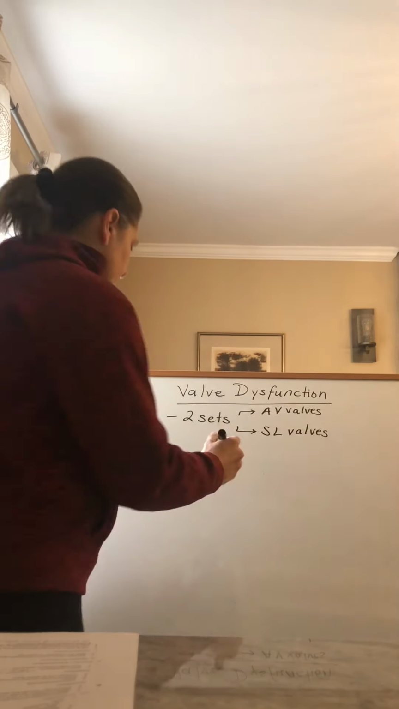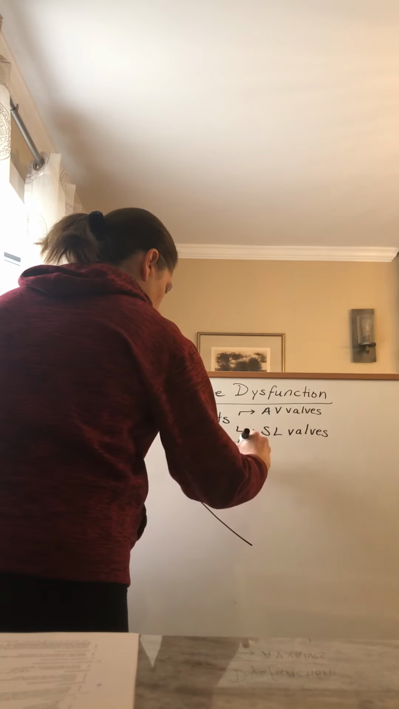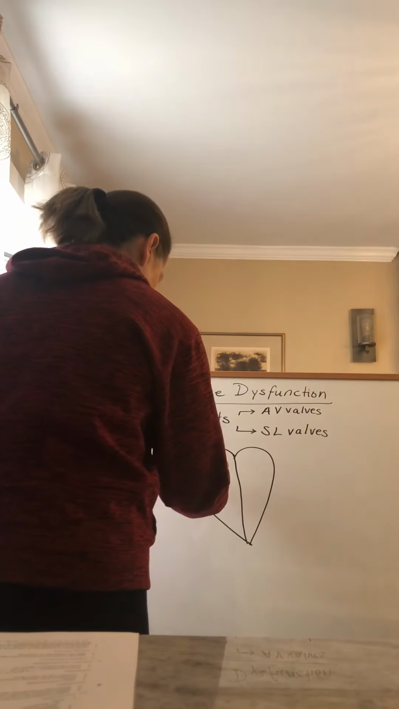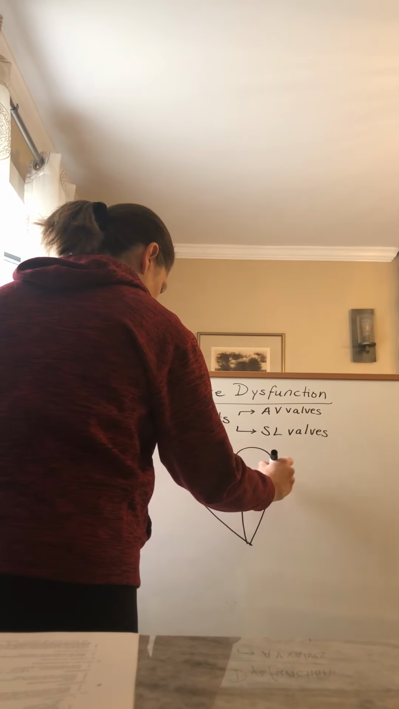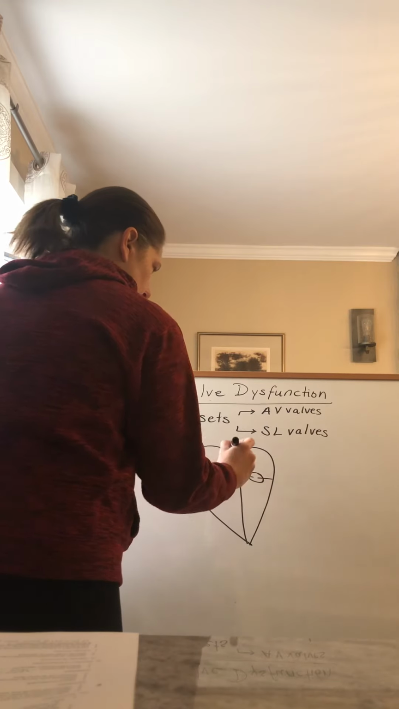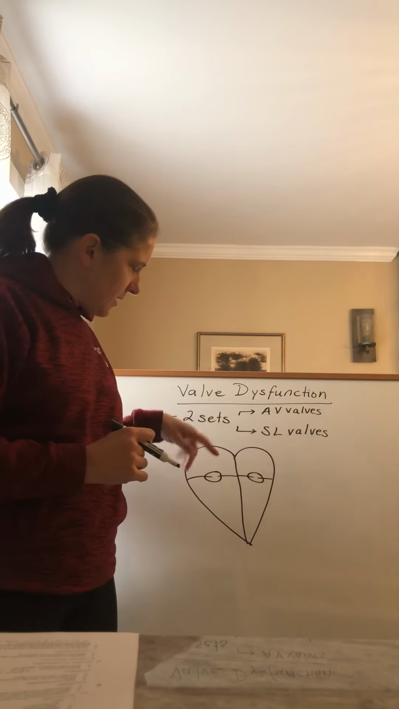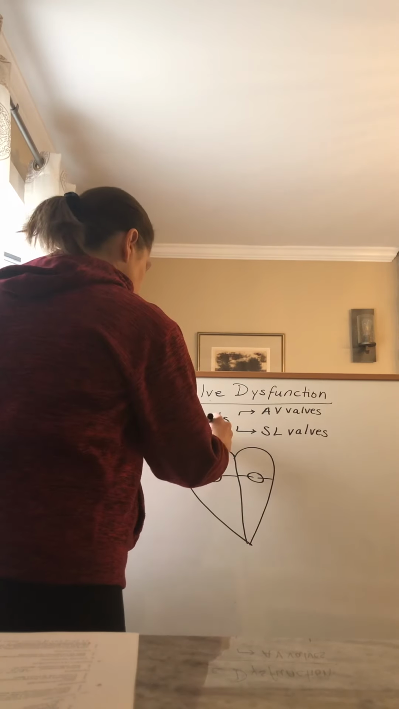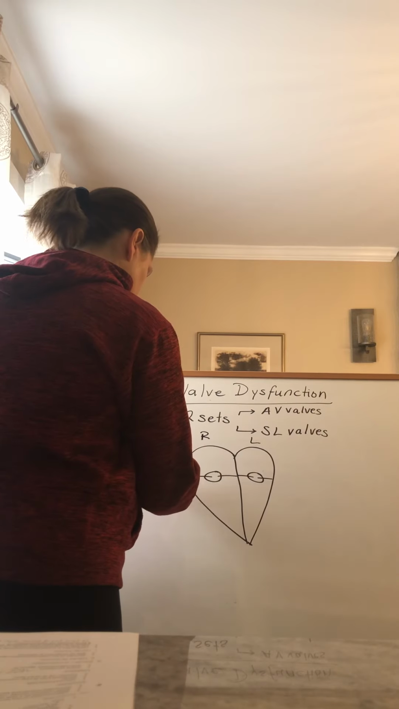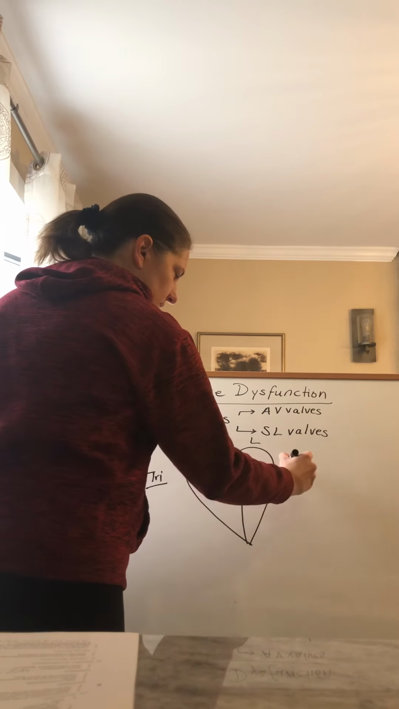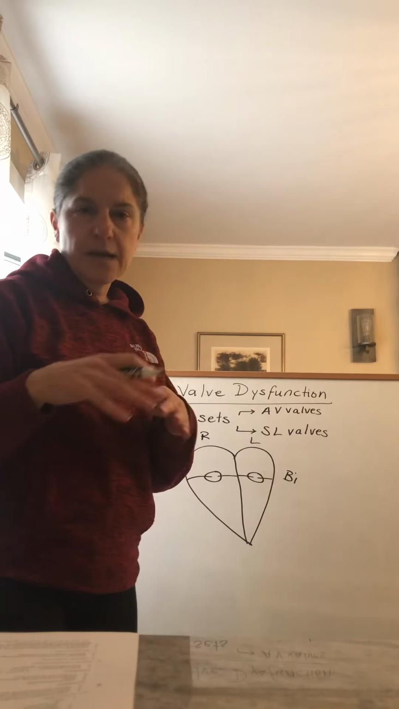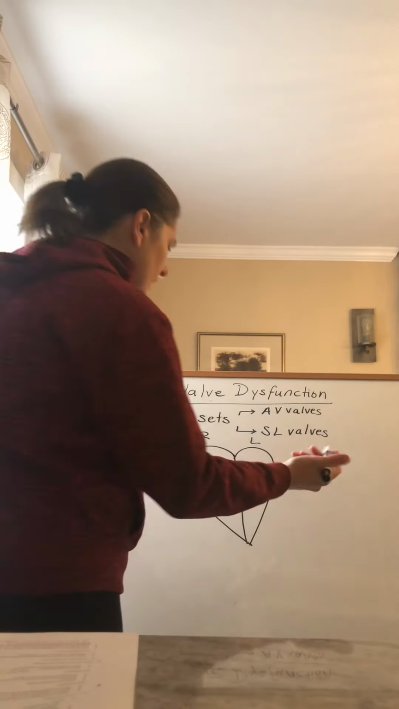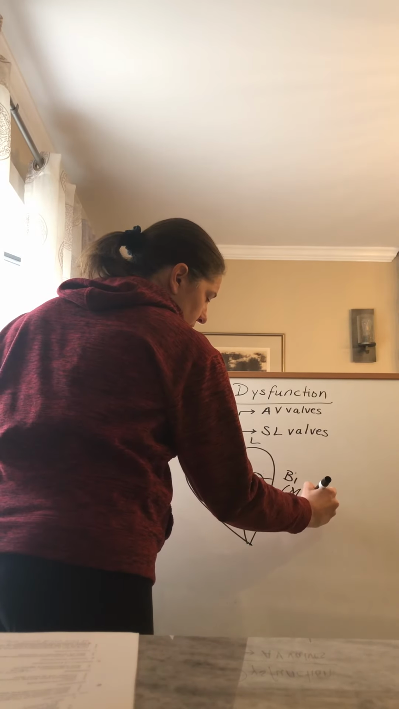The atrioventricular valves are going to be between where the atria meet the ventricles. Sorry, it's very noisy in my house during this video. So on the right-hand side of the heart, you would have the tricuspid. And on the left side, you'd have the bicuspid. The cuspid refers to how many cusps make up the valve. So it's 3 on the right and 2 on the left. Bicuspid is also sometimes called the mitral valve.